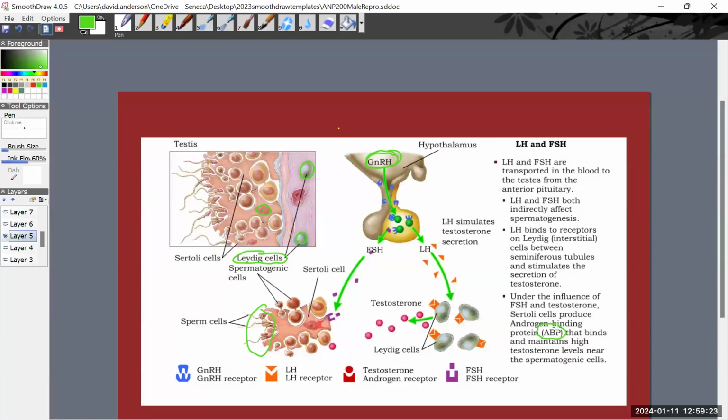Now, the other thing just to be aware of, this is an androgen binding protein, and it's responsible for binding and maintaining high levels of testosterone close to these spermatogenic cells so that the process of spermatogenesis is maintained. So FSH and testosterone together stimulate Sertoli cells to produce this ABP, and that promotes the production of spermatozoa.